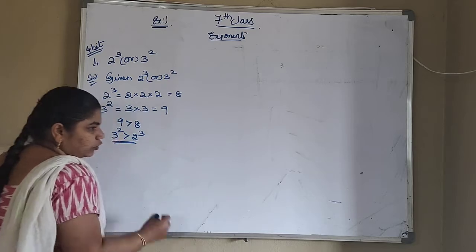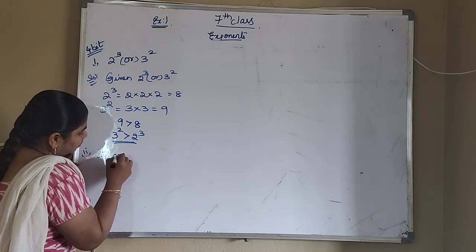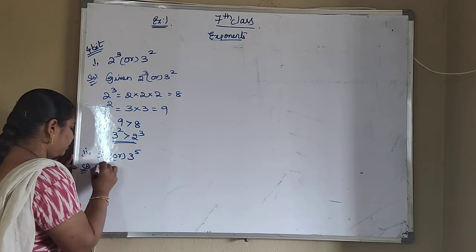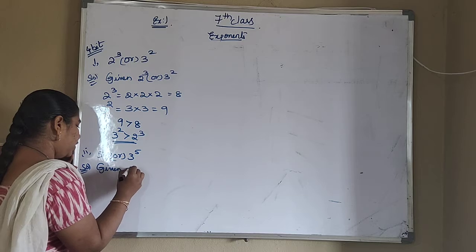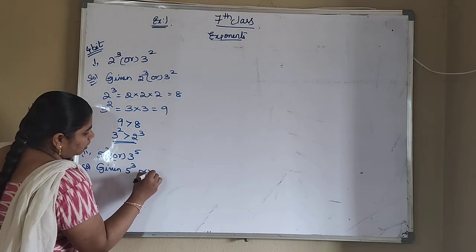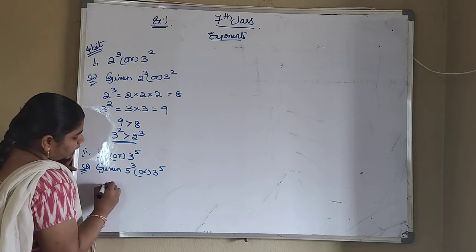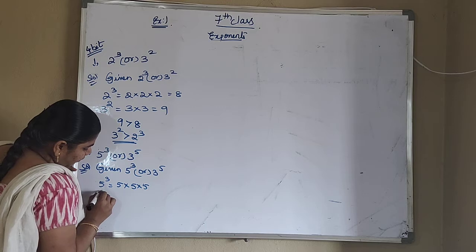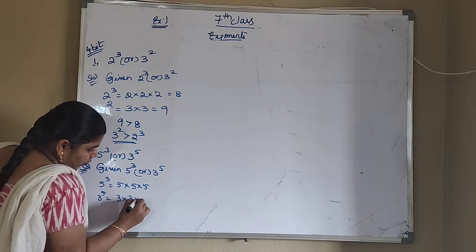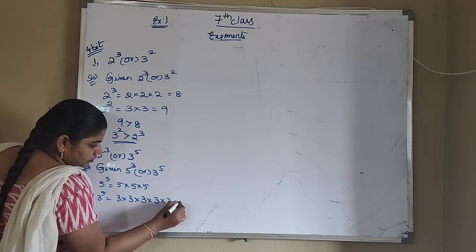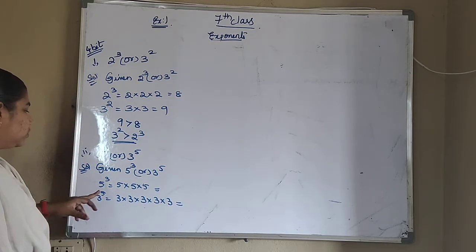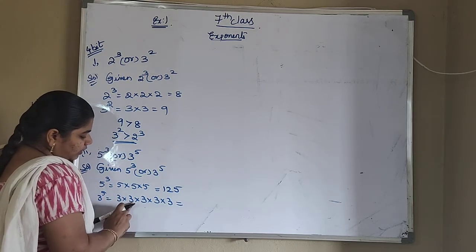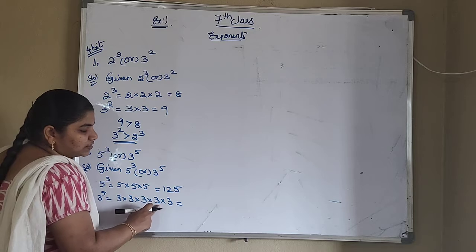So second one, 5 cube or 3 power 5. So which is greater we have to find. So 5 cube means we have to multiply 5 3 times. And 3 power 5 means 3 we have to multiply how many times? 5 times. So 5 5s are 25, 25 5s is 125. So 3 3s are 9, 9 3s are 27, 27 3s is 81.